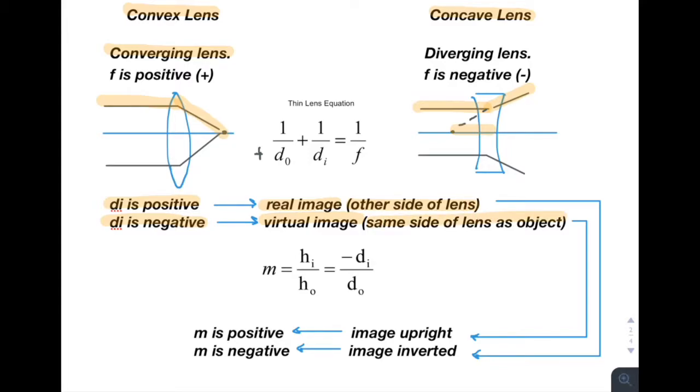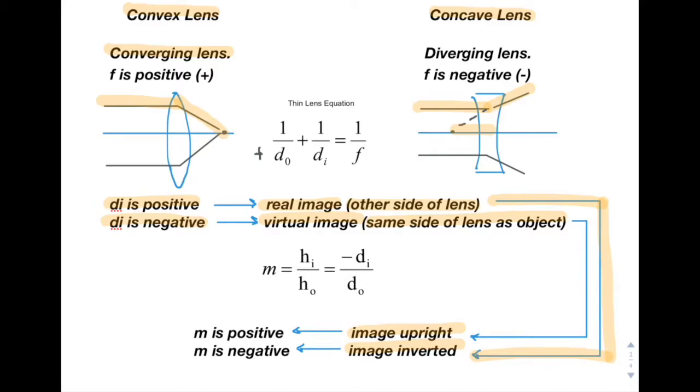And so depending on whether you have a real or virtual image, the image is going to be upright or inverted. So for a real image, what is always true is that a real image will produce an inverted image, essentially. And for a virtual image, it will always produce an upright image. So if you follow this arrow around, we know that a real image is going to produce an inverted image.